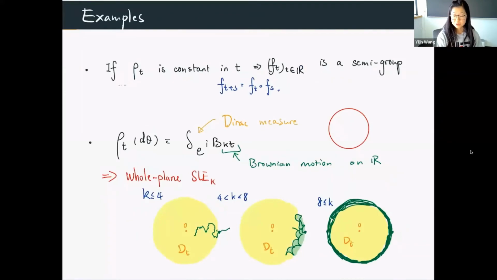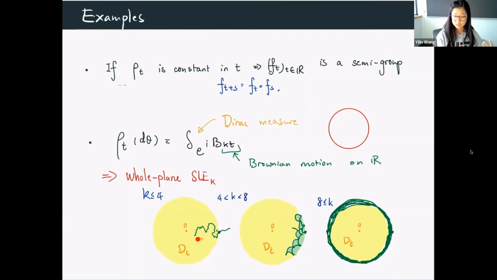And if rho t is constant in t, then we're inside the case where the conformal maps become a semigroup, f t plus s equals f t composed with f s. If rho t is a time-dependent Dirac measure, then you get the classical Loewner equation, and if we take the driving function to be a Brownian motion on the circle, then we will also have the same phase transitions.